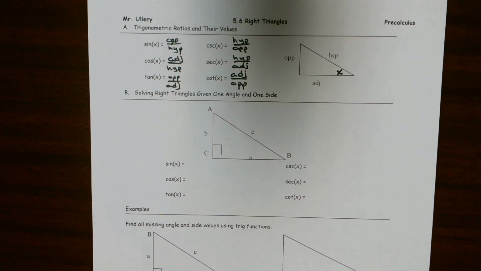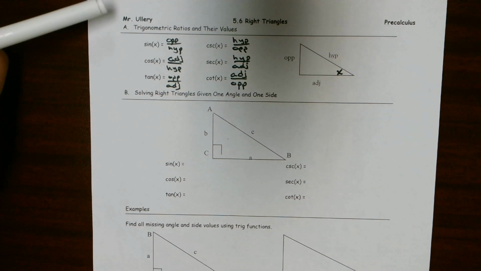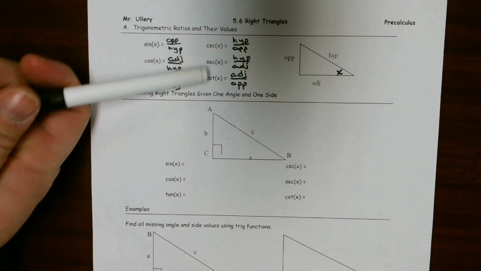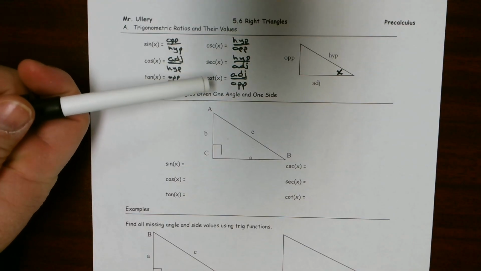Okay, there we go. You can check your answers there and realize that we're just using the SOHCAHTOA definitions for sine, cosine, and tangent, and then just flipping them for the reciprocals, cosecant, secant, cotangent.